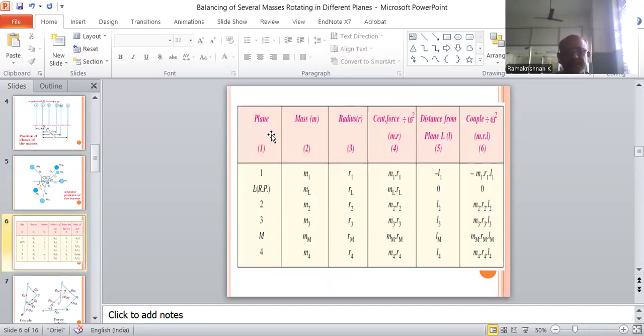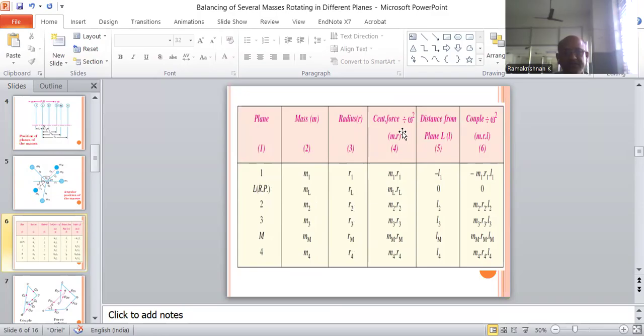Here, the first column indicates the plane. We write in the same order as drawn in the plane diagram: plane 1, then plane L, planes 2, 3, then plane M, and the fourth plane. Here, the masses are M1, the reference plane mass ML, and M2, M3, MM, M4. Then each radius of rotation, R1, R2, R3. The planes L and M have the radii of rotation RL and RM.